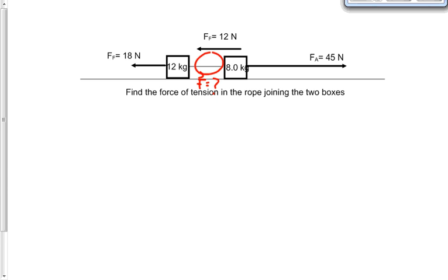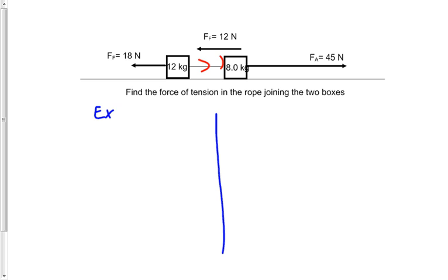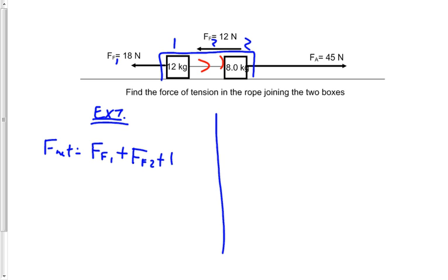Let's have a look at this now. Let's look at the outside of it, the external. Let's look at the internal here. My external says the net force is equal to all of the forces that act on this entire system. That's going to be FF1 plus FF2 plus FA. That's going to be M times A is equal to FF1 plus FF2 plus FA.